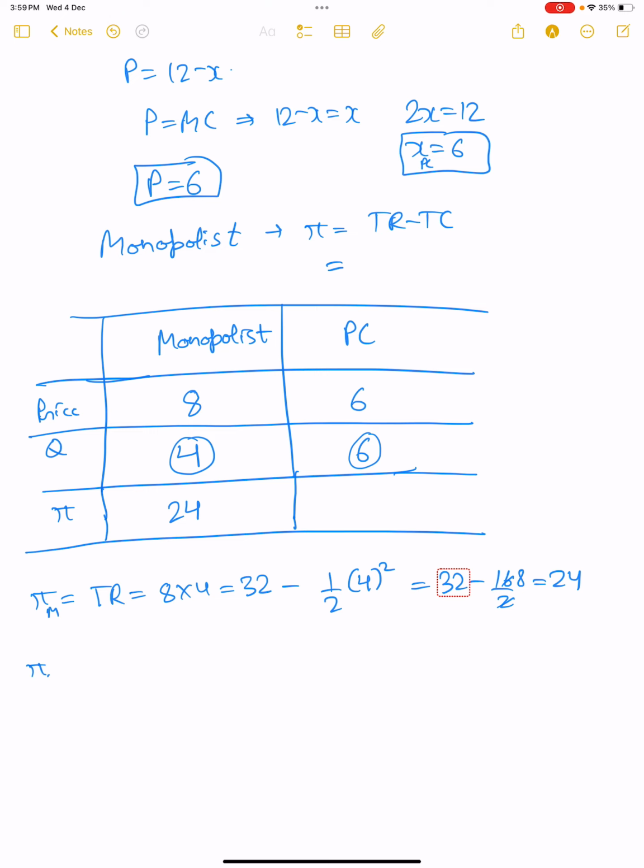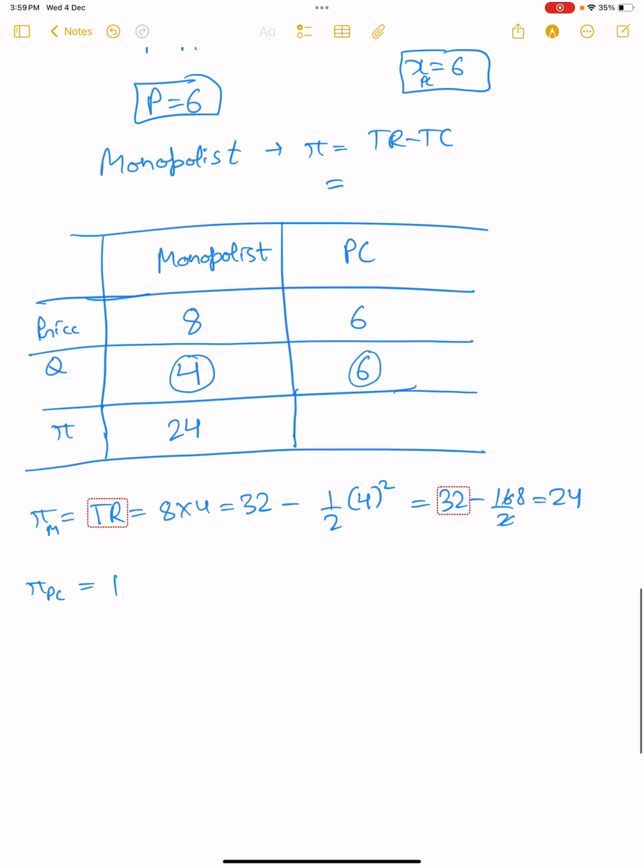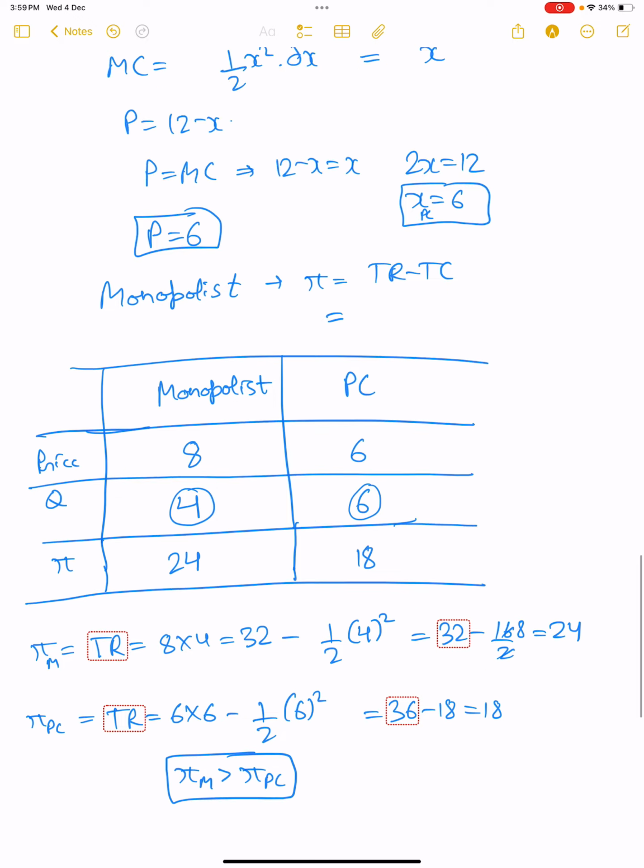Now looking at the profit of perfect competition, we know the total revenue in case of perfect competition is 6 into 6 minus the cost, which is half into 6 square. So 36 minus 18, which fetches us a profit of 18 only. As expected, the profit of the monopolist is greater than the profit in case of perfect competition.